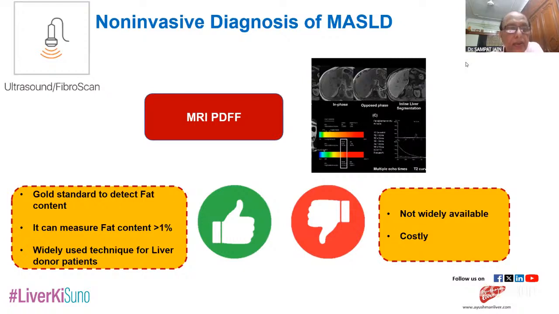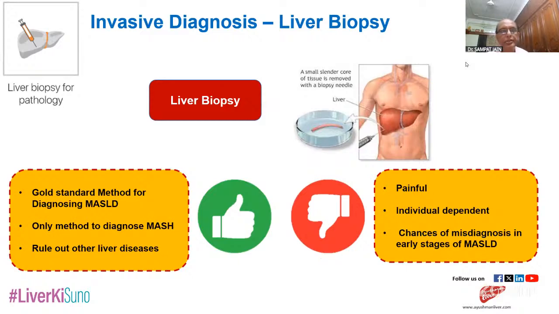Then we come to the MRI, which is the gold standard to detect fat content. It can measure fat content even above 1%. It is widely used for liver donor patients, but the only drawback is that it is very costly and not widely available in all centers. And finally, the gold standard is the liver biopsy for diagnosing MASLD or MASH. This is the only method to diagnose MASH, that is steatohepatitis. It rules out other liver diseases as well, like liver cancer, hepatocellular carcinoma, or other pathologies. Drawbacks are that it is painful, individual dependent, and there are chances of misdiagnosis in early stage MASLD.